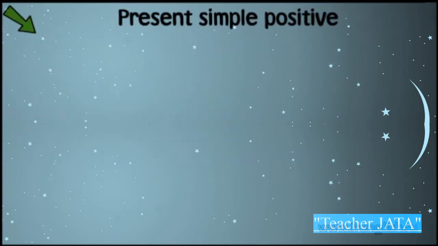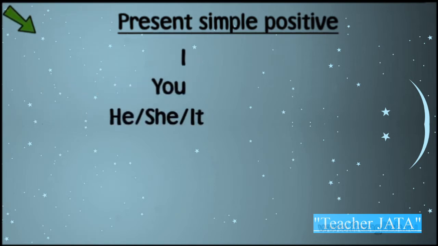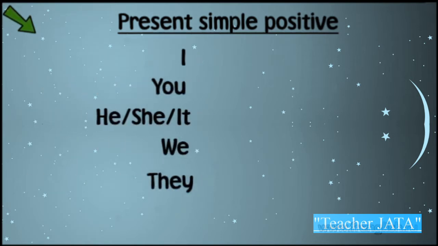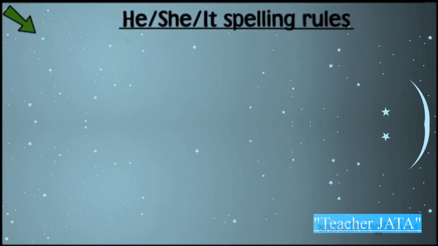We form the present simple positive like this. We add s to the verb with he, she, and it. Remember that with some verbs we add es or ies.